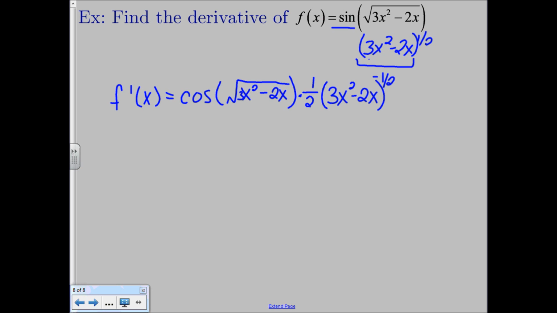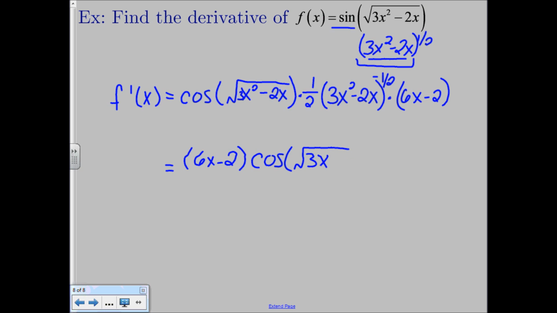And now we can take the derivative of the inside. So multiply this again, using our power rule on that inside, 3x squared minus 2x. We're going to get 6x minus 2. Now maybe we can simplify this a little bit. Jumping down here, we're going to get 6x minus 2 times the cosine of the square root of 3x squared minus 2x, all over 2 times the square root of 3x squared minus 2x.